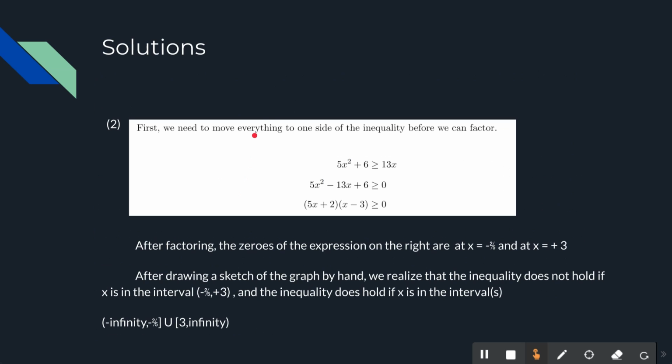Problem 2. We're given this inequality, so we do the same step as always. We move the term on the right hand side to the left hand side. Then we want to solve for the zeros of this expression, which are negative 2/5 and positive 3. After drawing a sketch of this graph by hand, we realize that this does not hold if x is in the interval negative 2/5 to positive 3. So basically, x has to be less than or equal to negative 2/5 and greater than or equal to 3 to satisfy this inequality. And yeah, that's all we had to do.